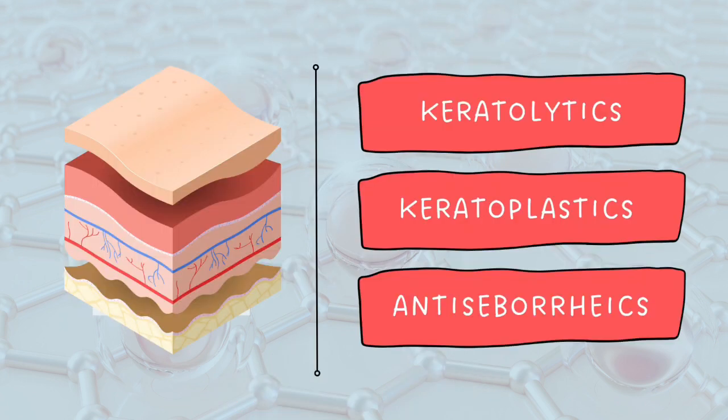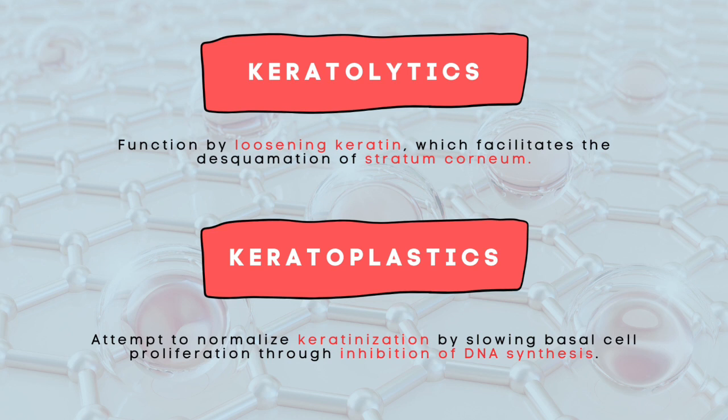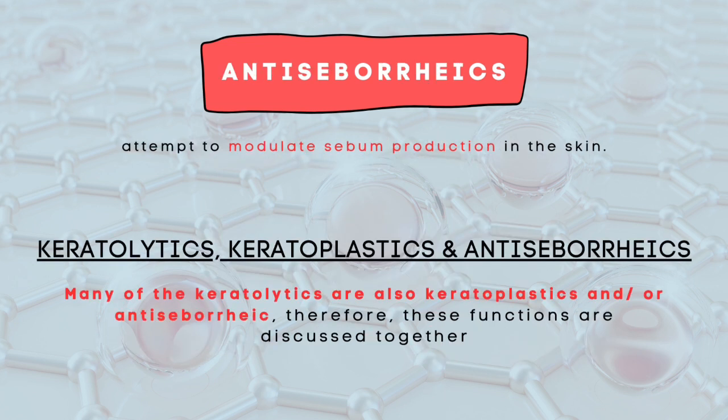Last class of drugs under skin and mucous membranes are keratolytics, keratoplastics, and antiseborrheics. Keratolytics function by loosening keratin, which facilitates the desquamation of stratum corneum. On the other hand, keratoplastics attempt to normalize keratinization by slowing basal cell proliferation through inhibition of DNA synthesis. Antiseborrheics attempt to modulate sebum production in the skin. Many of the keratolytics are also keratoplastics and are antiseborrheics. Therefore, these functions are discussed together.